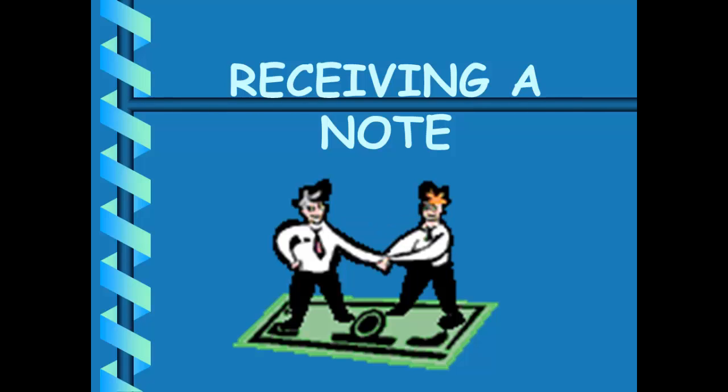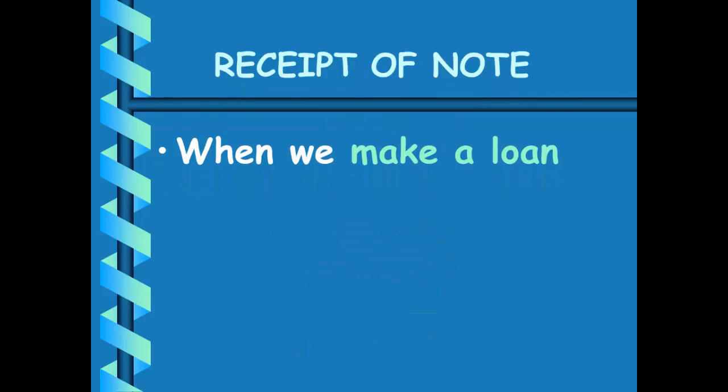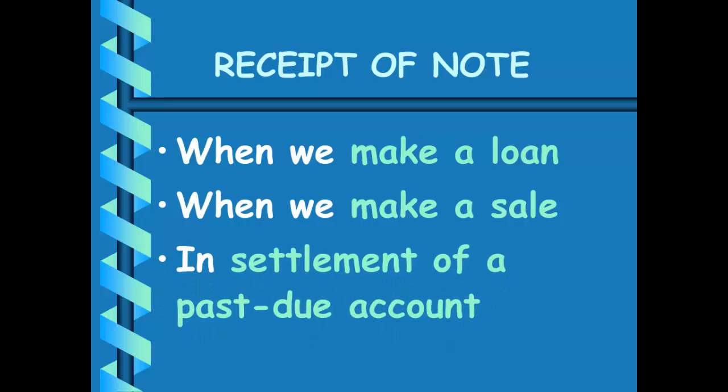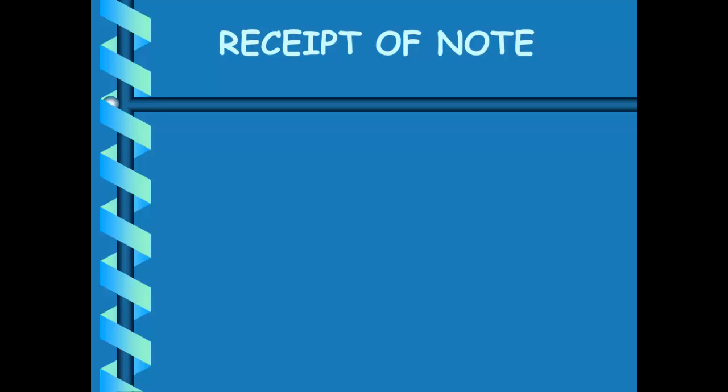Let's talk about receiving a note. When I receive a note, there are a couple situations that might lead to that. Number one, I might loan some money to somebody. I might sell something to someone and they sign a promissory note. Or I might have a customer who owes me money as an accounts receivable. They can't pay it and I make them sign a promissory note. So three different situations could lead to me receiving a note receivable.